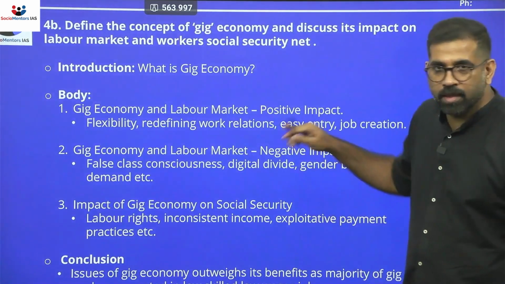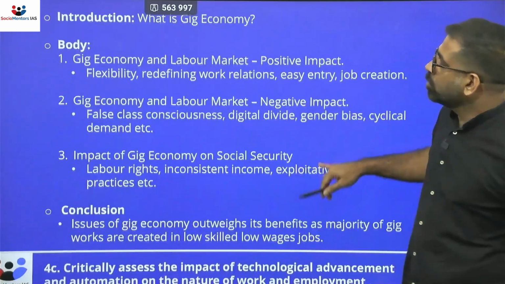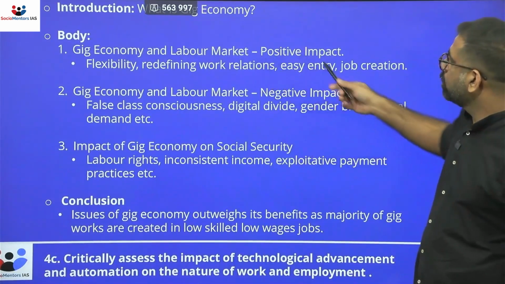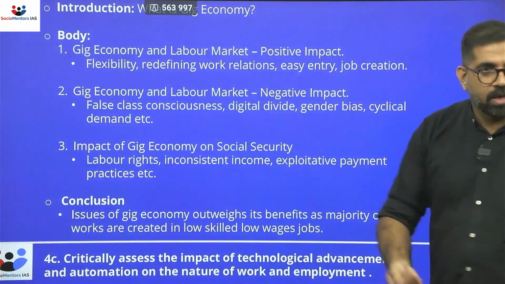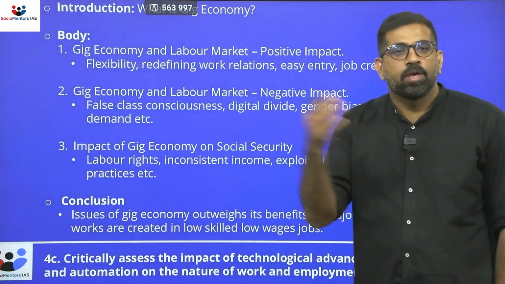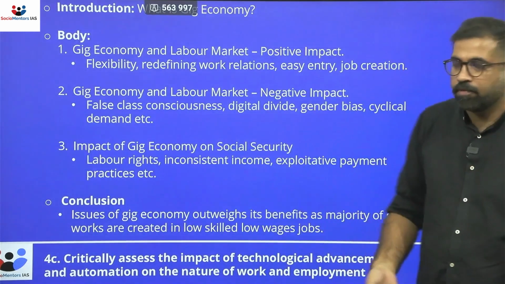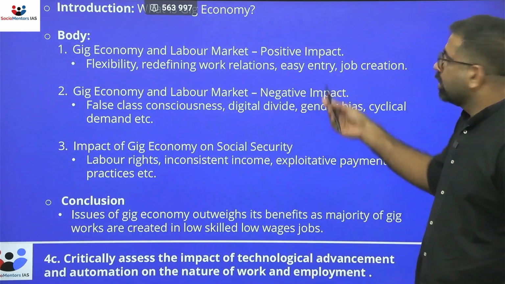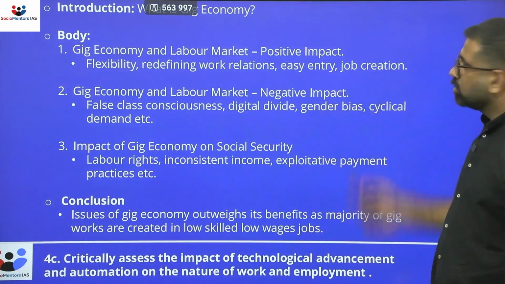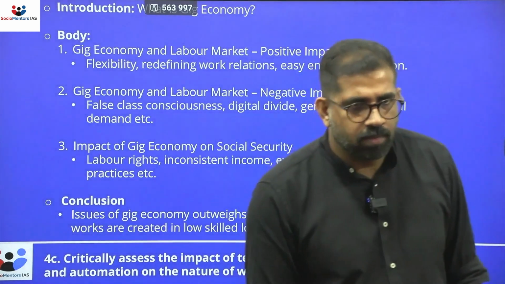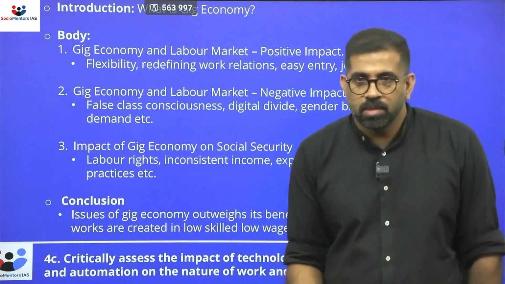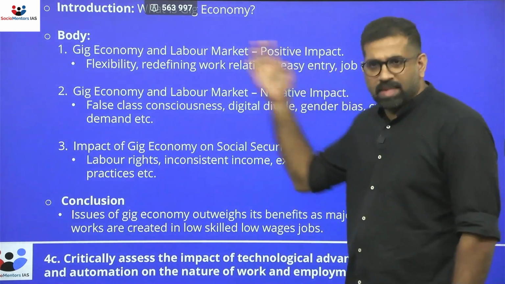All right, clear? So when it comes to the body, gig economy and labor market, positive impact, you can mention the flexibility aspect, redefining work relations. The employee-employer relation has changed because of it, from a positive note. Then easy entry as well as job creation have also increased because of gig, because as you know, the platform economy has led to an increase in job opportunities. So that can be mentioned.